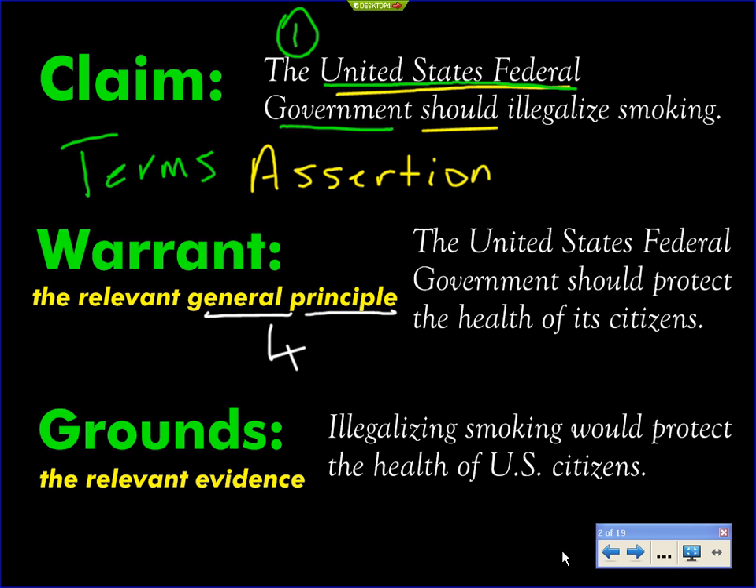Emma, do you have an idea for a claim? Your paper? You want to try to reconstruct it? Should. Excellent. State government should legalize gay marriage in Ohio, or the Ohio state government should legalize gay marriage. Emma's responsible party is the Ohio state government. Emily, what's yours?